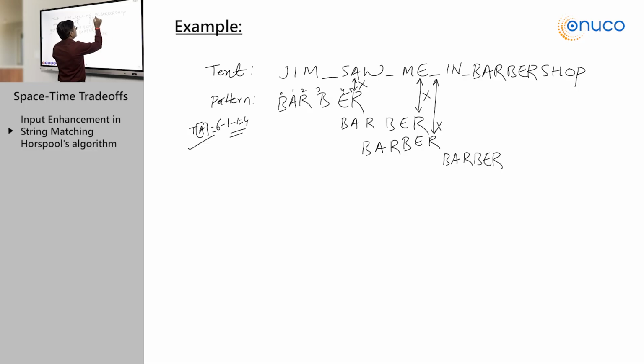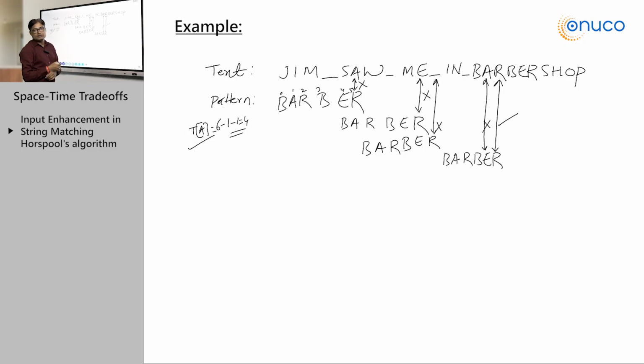B-A-R-B-E-R. So 1, 2, 3, 4, 5, 6 here. R and R, is it matching? Yes. A and E, is it matching? No, it is not matching. It is a case of the fourth case. Case 1, 2, 3, 4.